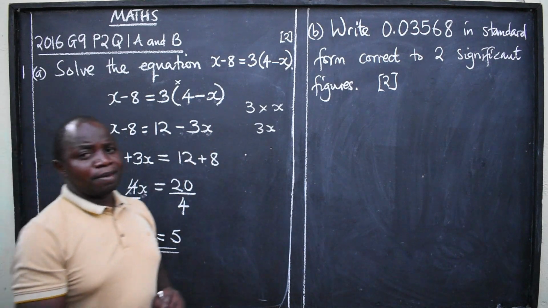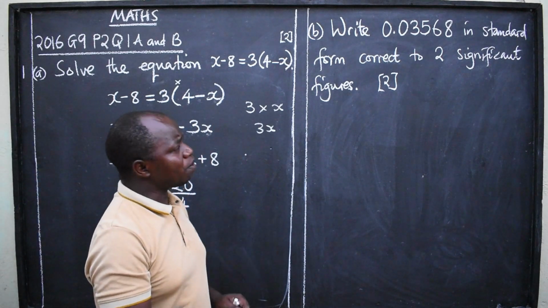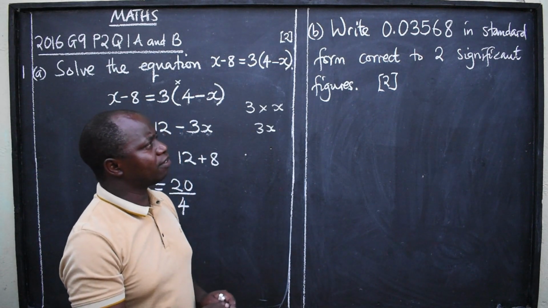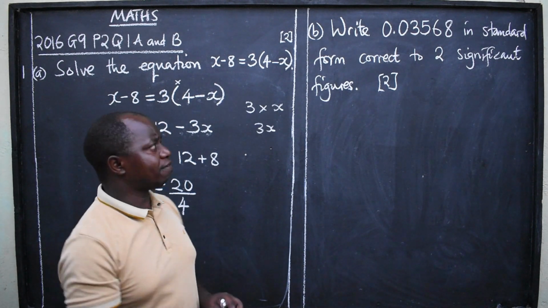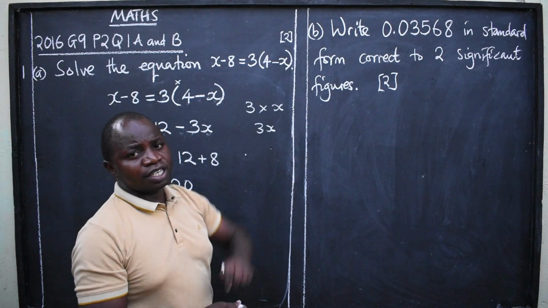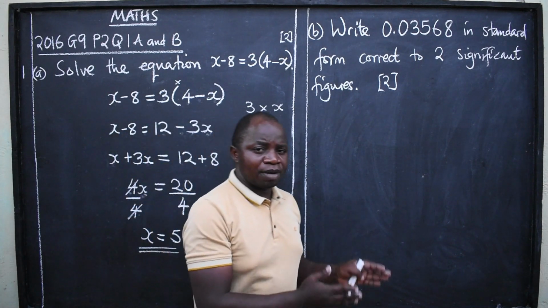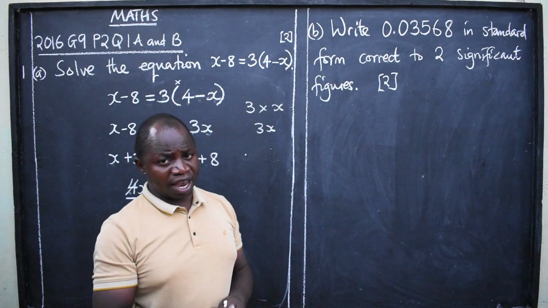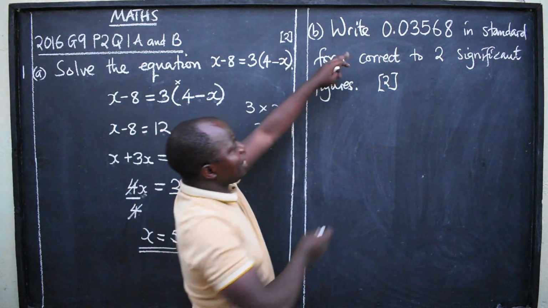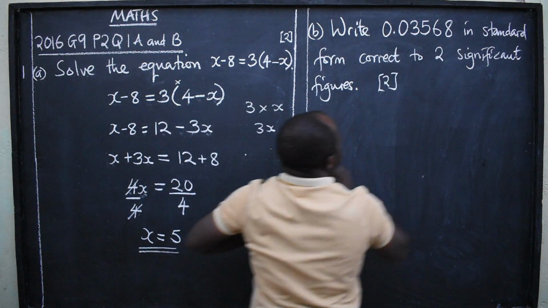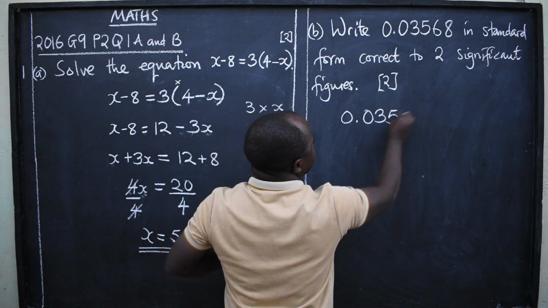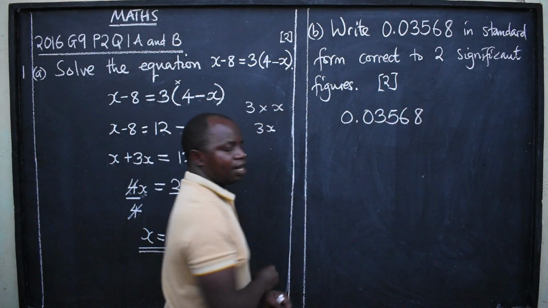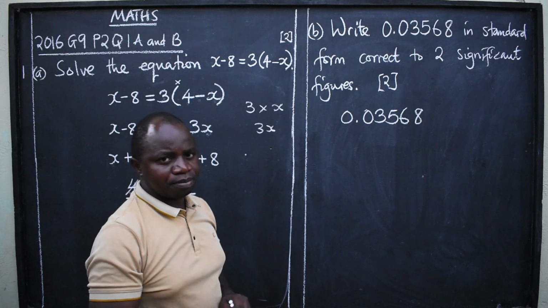Let's look at the B part. Write 0.03568 in standard form, correct to two significant figures. This question is from approximation and estimation, grade 8. Now, we are told to write this number, 0.03568, you copy the number, in standard form.